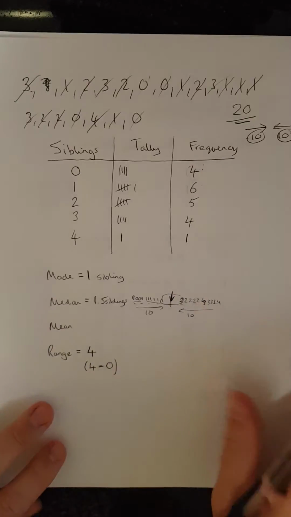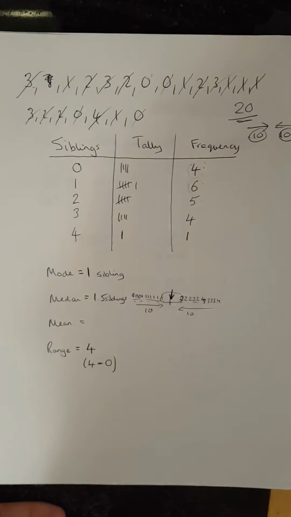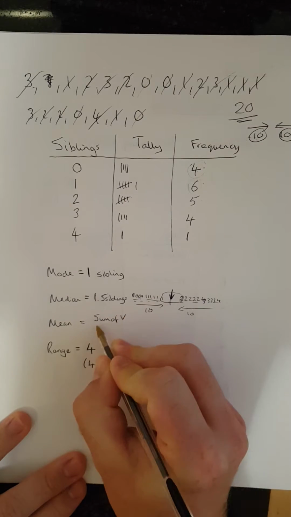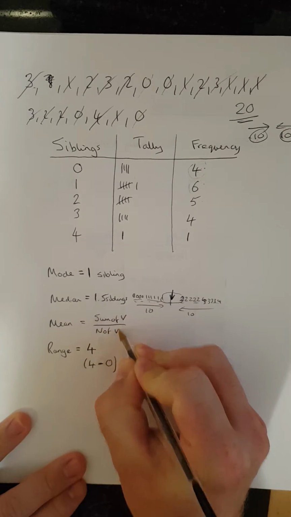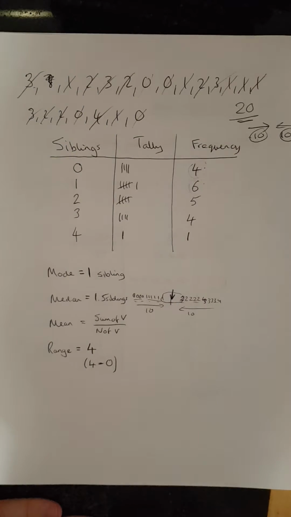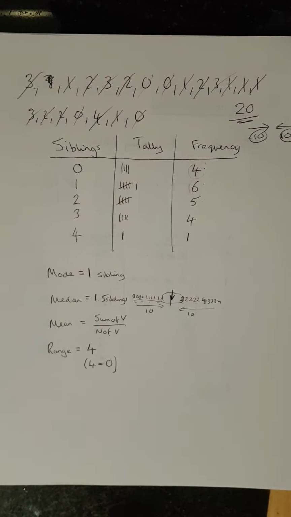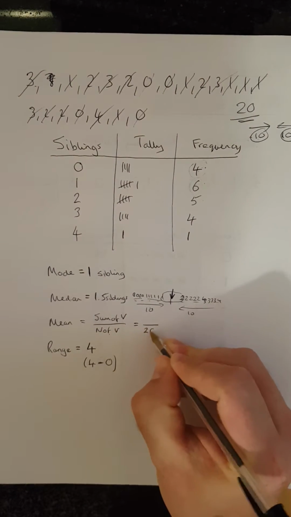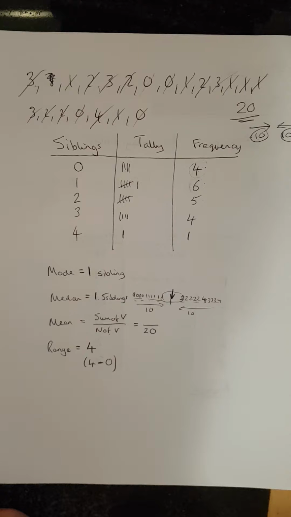Now let's have a look at the mean. Well, that's the sum of the values divided by the number of values. So what's the number of values? Well, that's definitely 20. How do we find the sum of the values?